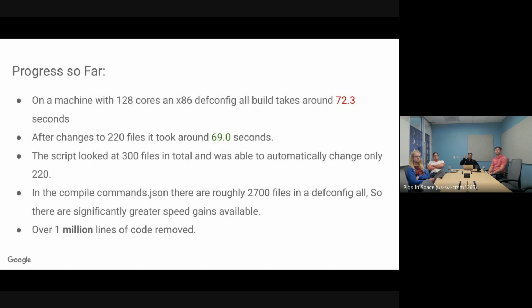So progress so far: we took 220 files, and we started running include-what-you-use on them. And we found that once we made some meaningful changes, we removed a lot of lines of code, and we were able to shave 3.3 seconds off the build. And this is 300 out of 2,700 possible files that we looked at. So there are significantly greater speed gains to be made, and we've removed over 1 million lines of code. So this is pretty good.